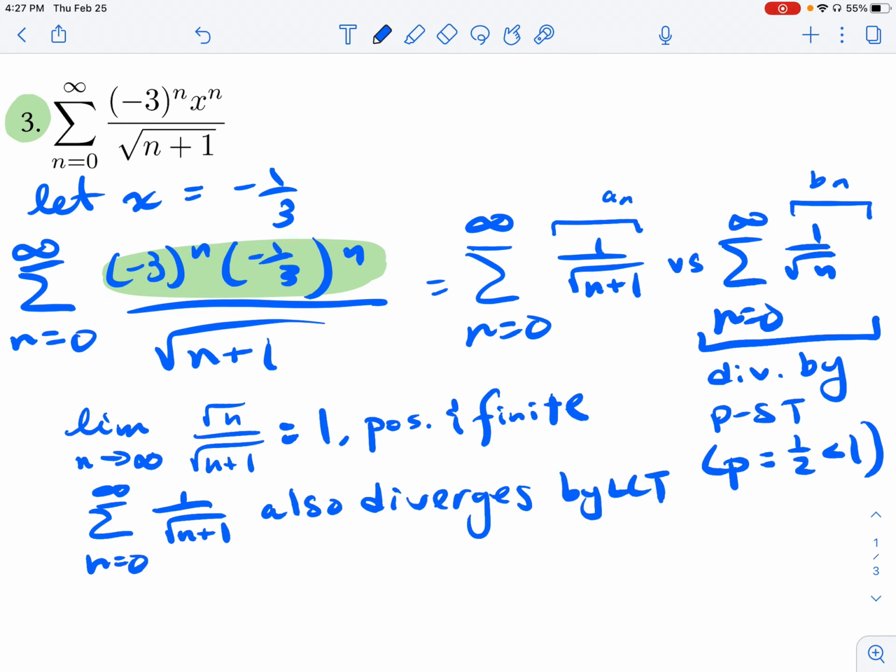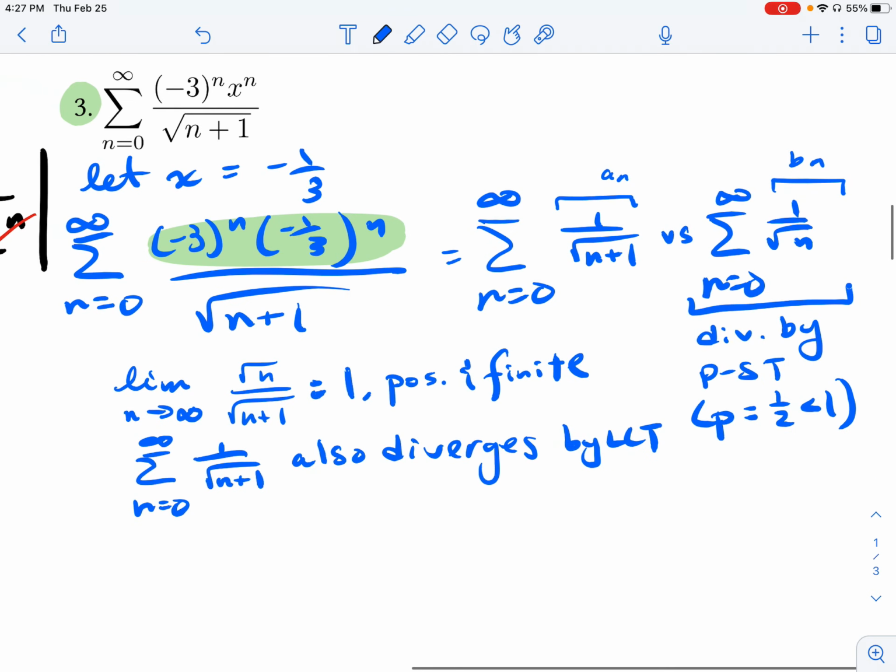Okay, so just to walk through the steps here at this endpoint, this is why I wanted to do this problem, because I think it goes through a couple of different concepts. When we plugged in negative 1/3, we found that the series that results from our power series is 1 over root n plus 1. We can't use the p-series test for that, but we can compare it to a helper series that we know diverges by the p-series test. And we applied the limit comparison test and found that this series is also going to do the same thing as our helper series, which means it's going to diverge.